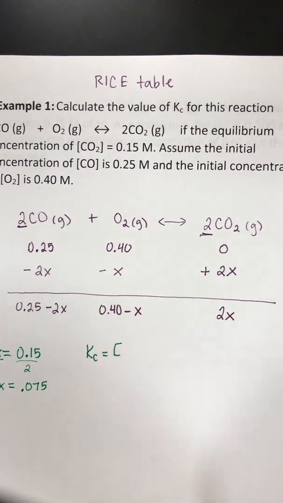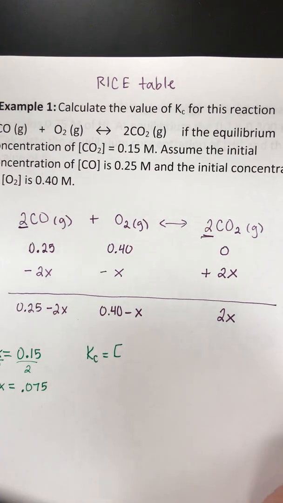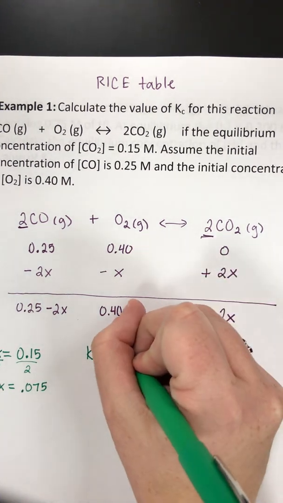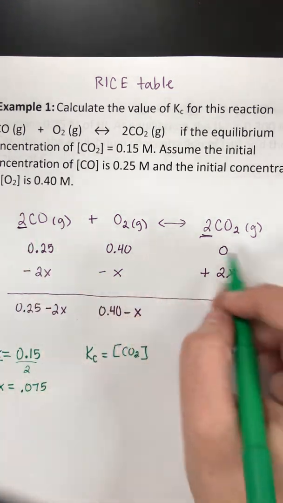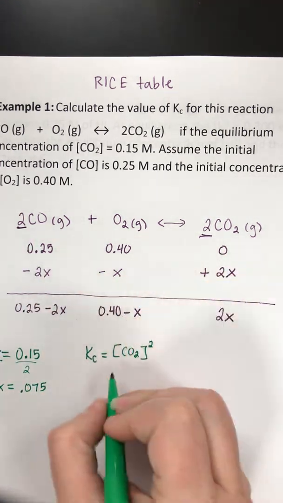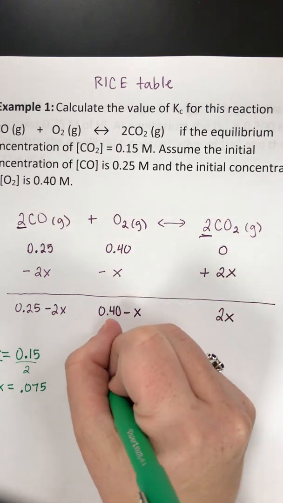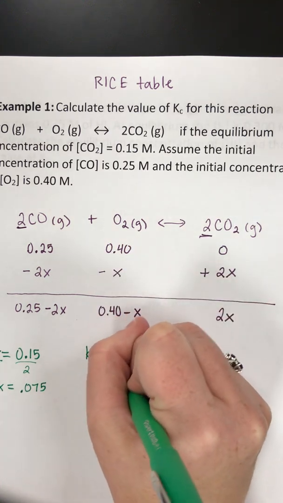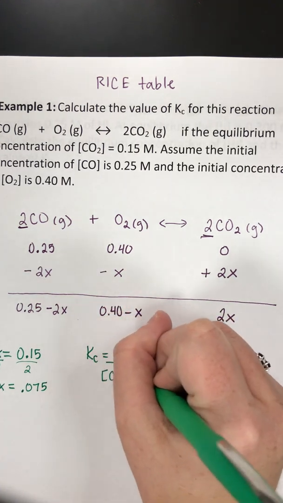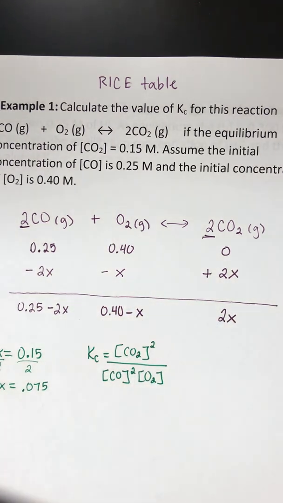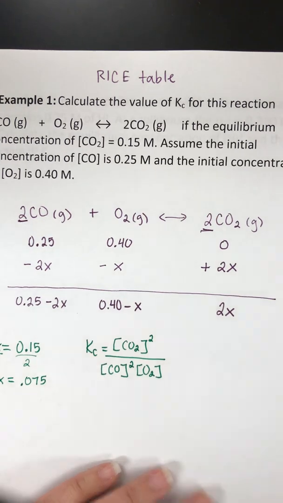So I'm not going to write numbers yet. I'm just going to write the expression. So this would be CO2. Remember, it's products over reactants. And since there's a 2 in front, we're going to square it. Divided by our 2 reactants, CO squared because of the 2 in front, and then times O2. Okay, so that's what our equilibrium constant expression is.